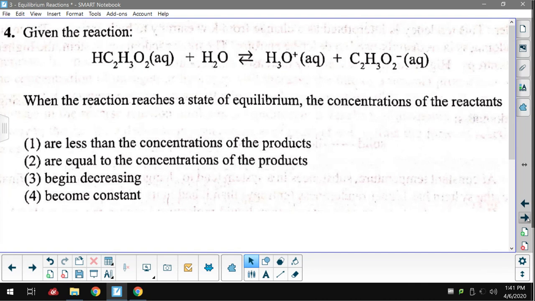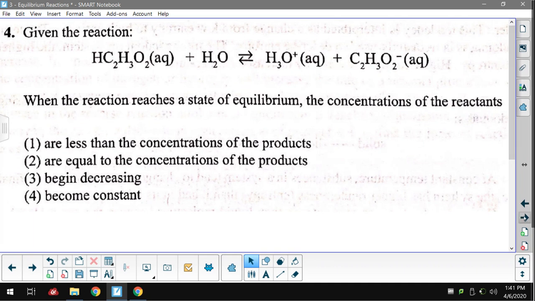Number 4: when this reaction reaches a state of equilibrium, the concentration of the reactants remains constant. It becomes constant once it's at equilibrium. It's not getting any bigger, it's not getting any smaller. That's not to say it's not changing from reactant into product. It still is. It's just that the product is changing back into the reactant at the same rate.